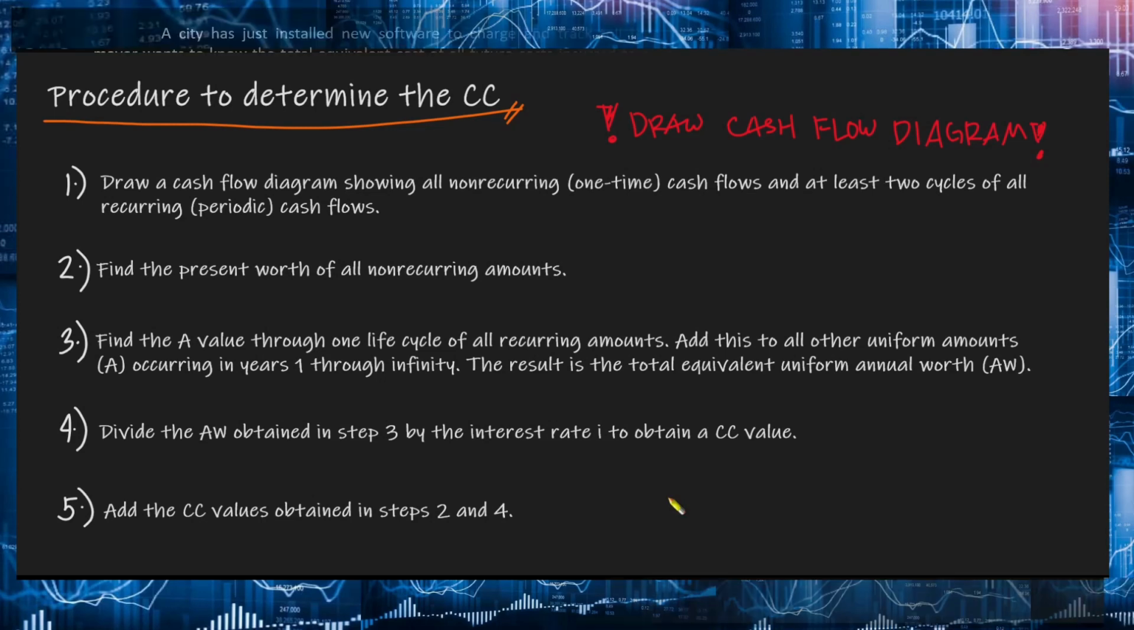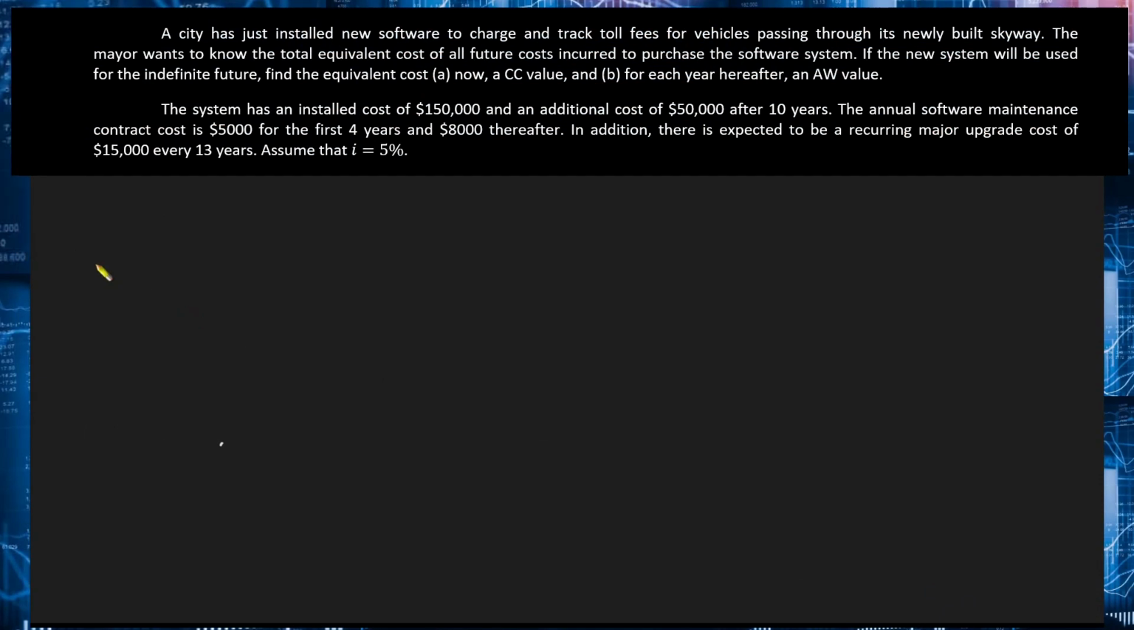For our final example here, a city has just installed new software to charge and track toll fees for vehicles passing through its newly built skyway. The mayor wants to know the total equivalent cost of all future costs incurred to purchase the software system. So if the new system will be used for the indefinite future, find the equivalent cost now. So ito yung capitalized cost value niya. And then for each year hereafter, o yung equivalent uniform annual worth value. The system has an installed cost of $150,000 and an additional cost of $50,000 after 10 years. The annual software maintenance contract cost is $5,000 for the first 4 years and then $8,000 naman thereafter. In addition, there is expected to be a recurring major upgrade cost of $15,000 every 13 years.